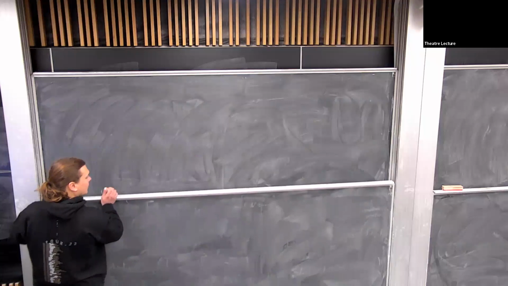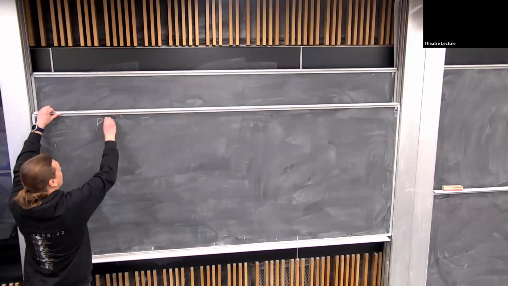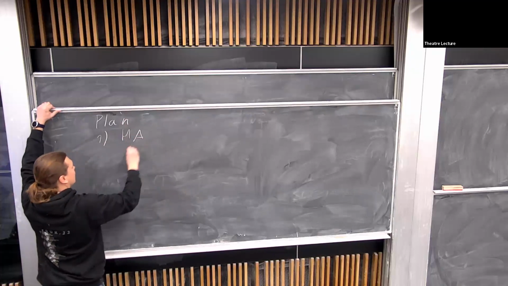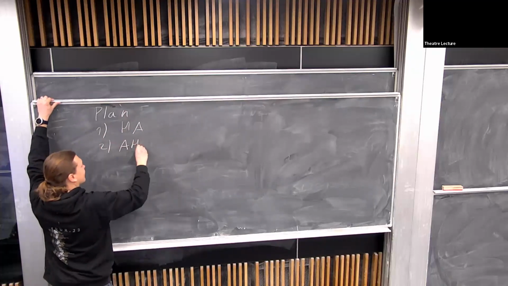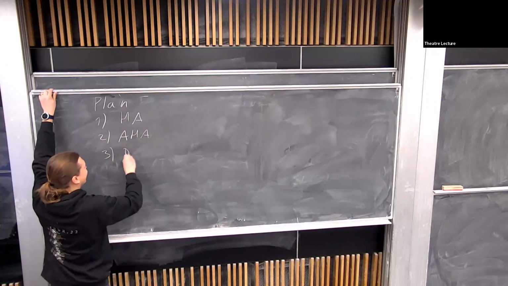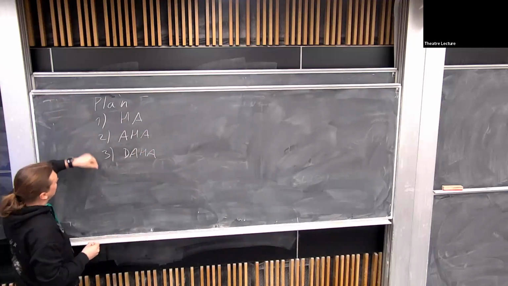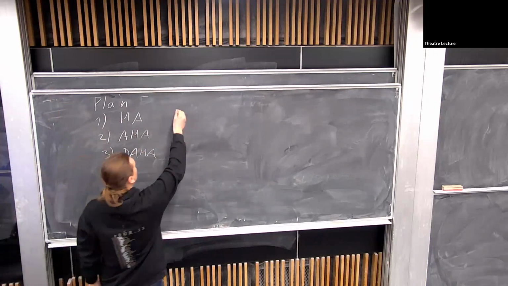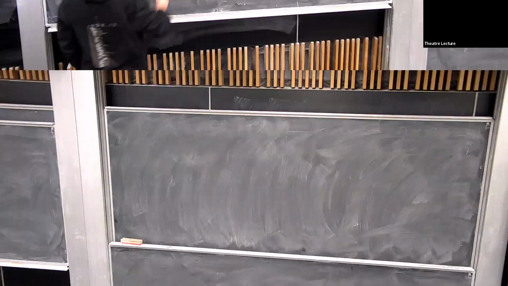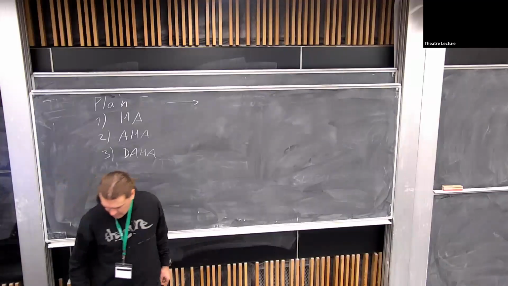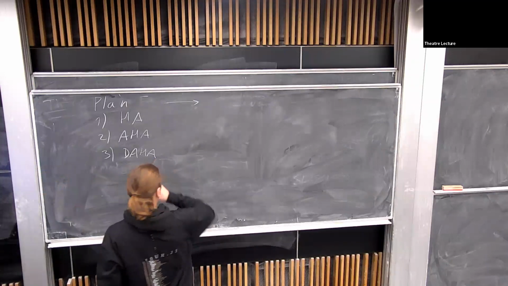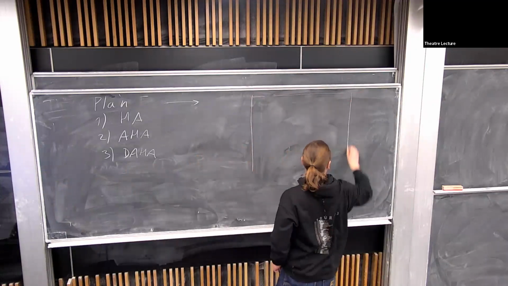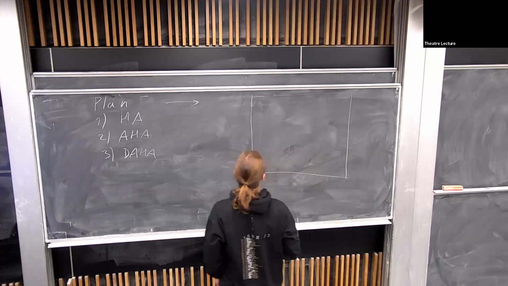So first, maybe there is some kind of plan. The plan goes a bit in the direction of complexity, and then maybe I will draw some sort of picture.